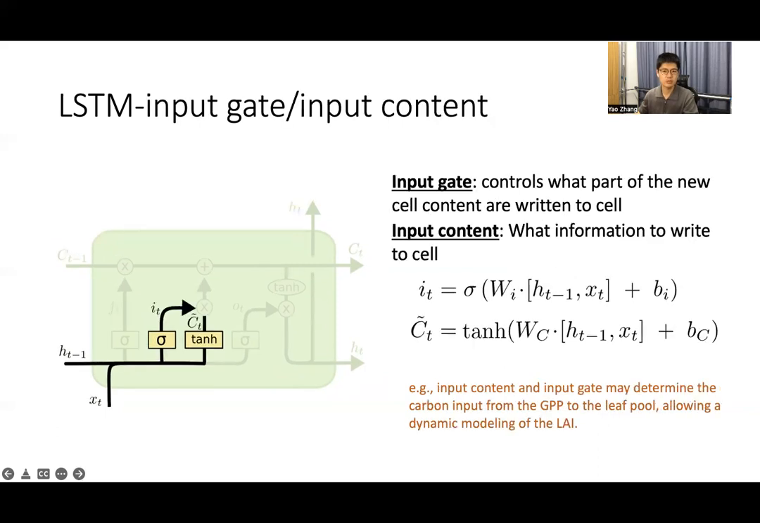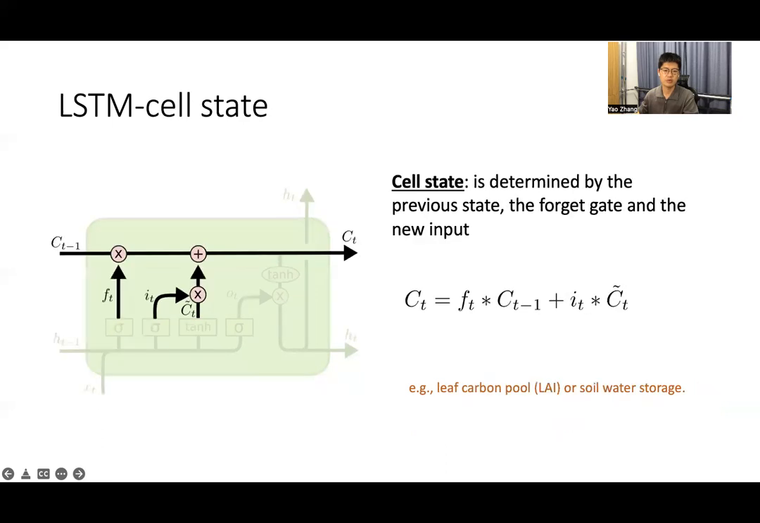the vegetation information. The second gate is the input gate, which controls the information to be written to the cell. Similarly, it is also a linear combination of the hidden states and the inputs with the sigmoid activation function here. In addition to this gate, we also need the information to be written to the cell. It is called the input content. Here it is the weighted summation of the hidden states of the previous time step and the input for the current time step.